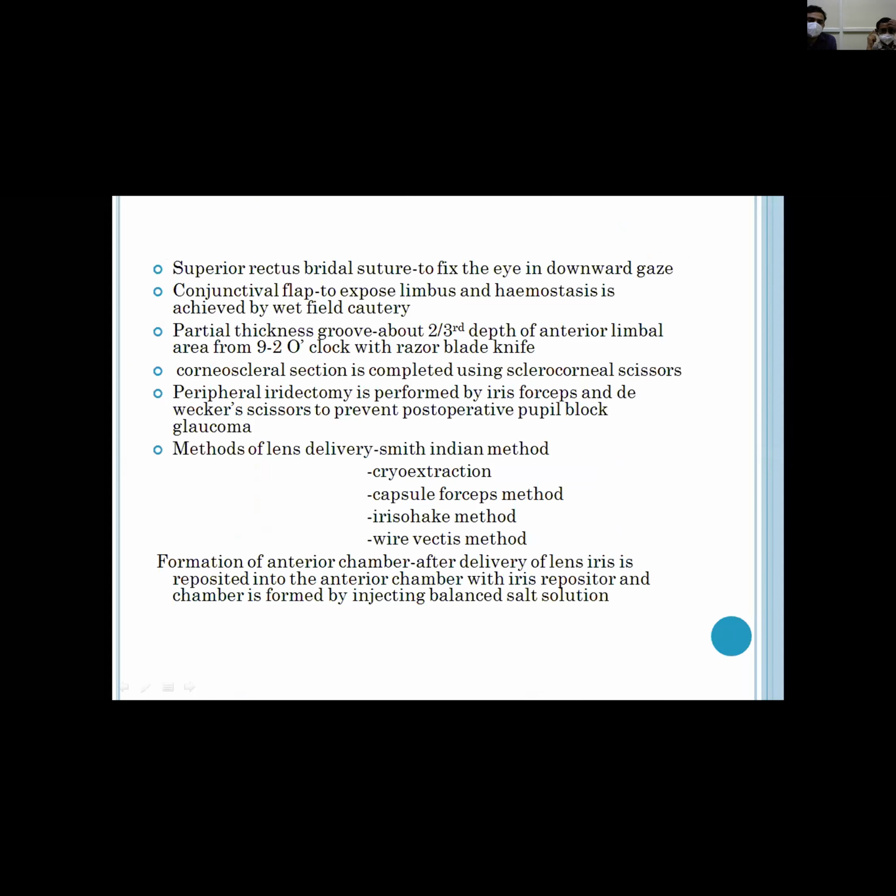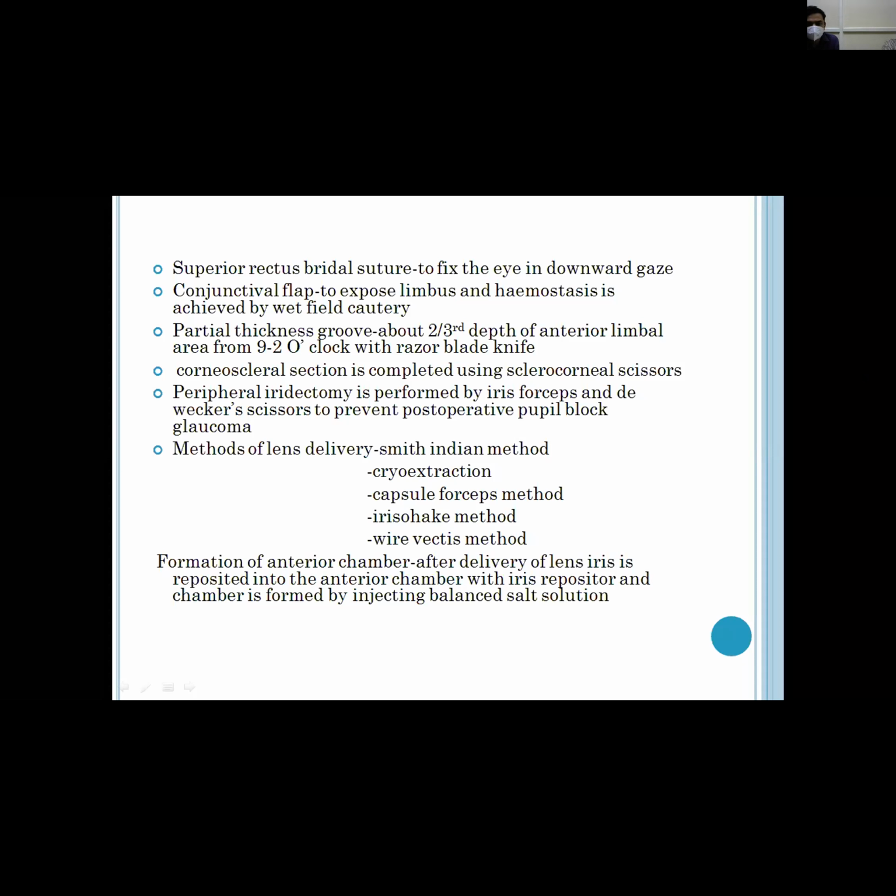Surgical steps for ICCE. Superior rectus bridle suture to fix the eye in downward gaze. Conjunctival flap is done to expose the limbus and hemostasis is achieved by wet-field cautery. Partial thickness groove, about 2/3 depth, at the anterior limbal area from 9 to 2 o'clock is made with a razor blade knife. Corneoscleral section is completed using sclerocorneal scissors. Peripheral iridectomy is performed by iris forceps and de Wecker's scissors to prevent postoperative pupil block glaucoma.